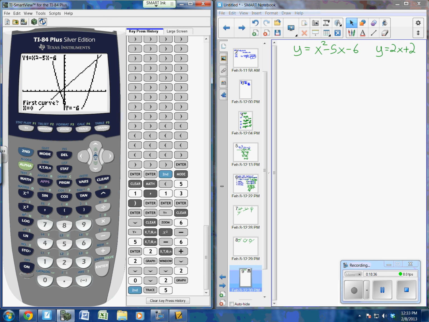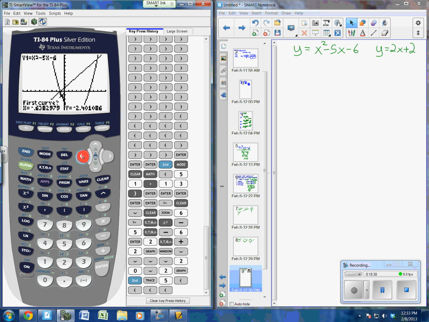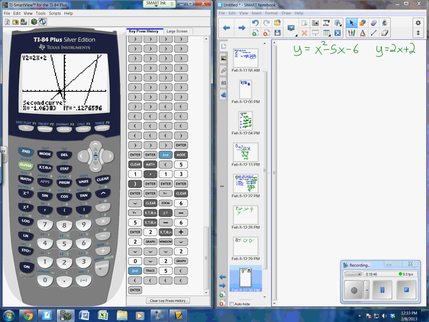Okay, so I'm going to use my left arrow key to get my cursor right about where they intersect. You can't get it right on, so don't worry about it if you don't get it right on. Hit enter, and you get second curve. It's close enough. Hit enter again, and now it's asking for a guess. You're close enough. Hit enter again, and where do they intersect? -1, 0.